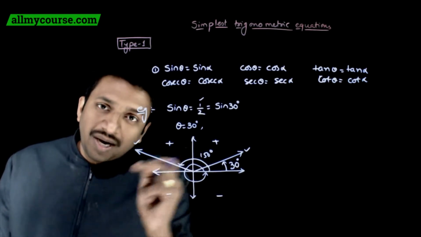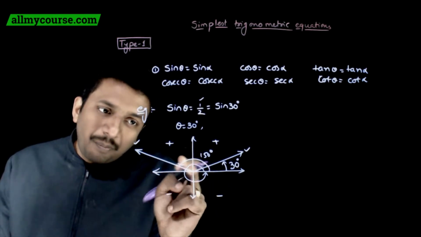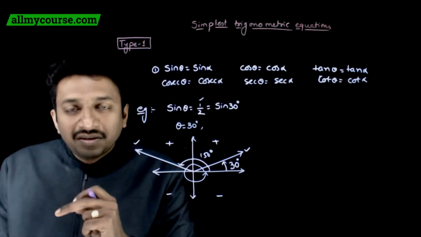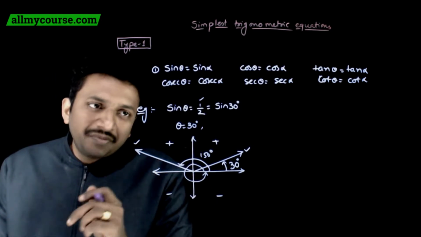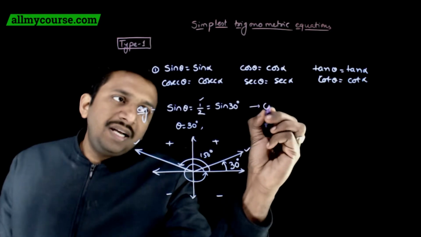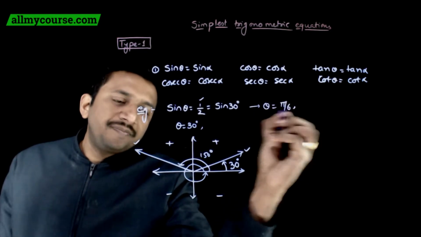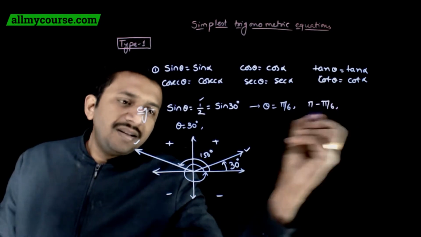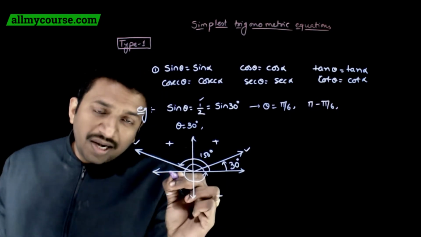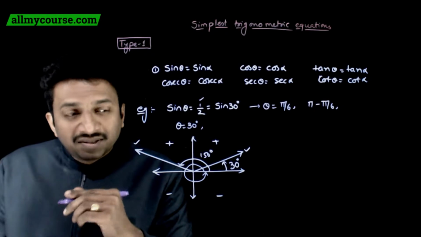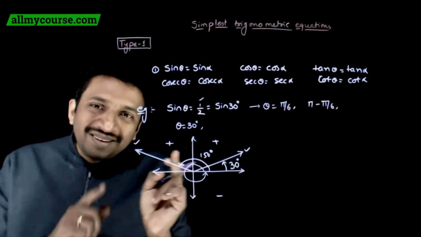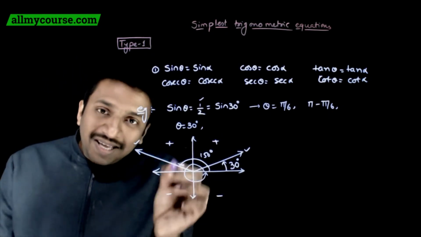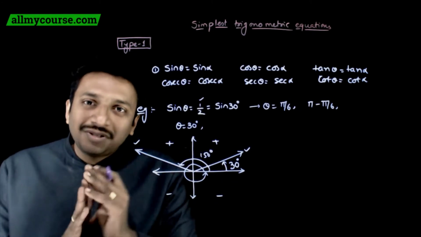Is there a nice way to write this? Yes, this is pi minus 30 degrees. It will be easier to write in radian measure. So theta is equal to pi by 6, 30 degrees, and pi minus pi by 6, right? Pi is 180 minus 30 degrees, pi minus pi by 6. These are the two solutions in the first rotation. And in each rotation, I'll be going on getting two solutions.